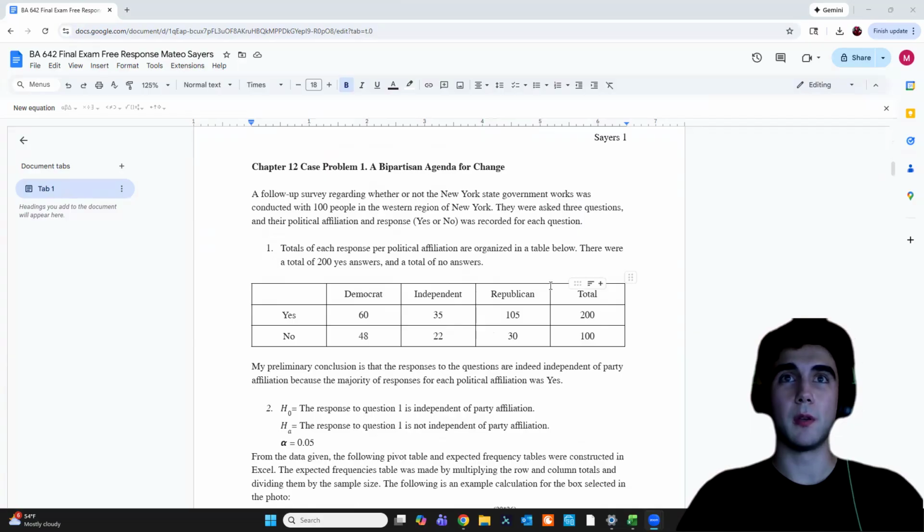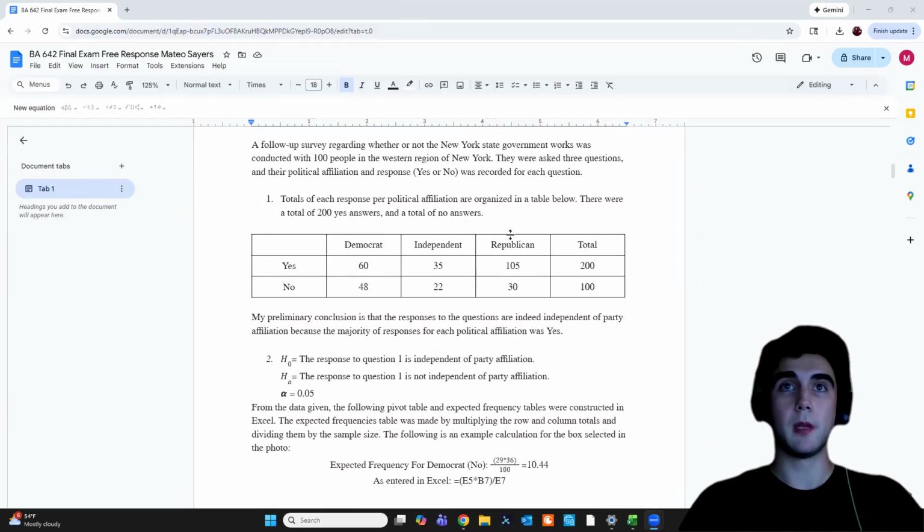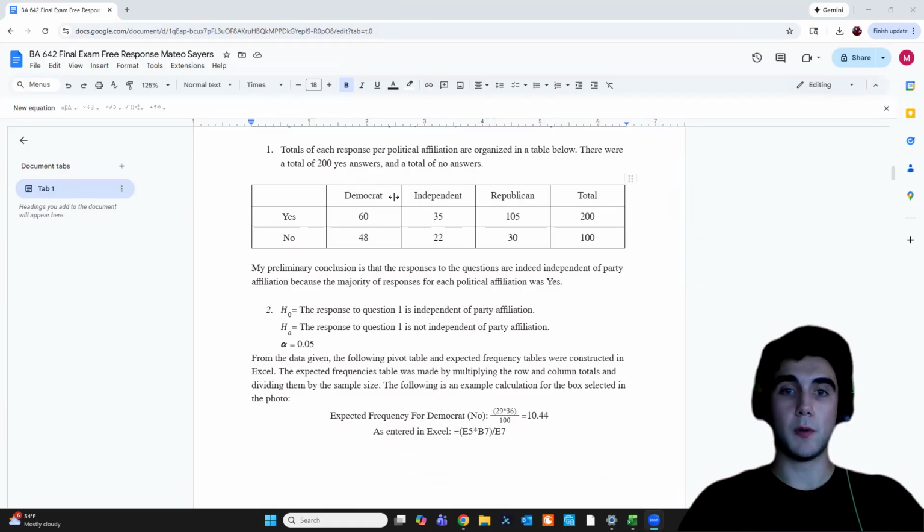Okay, so for the Case Problem 1 for Chapter 12, this case involved a follow-up survey regarding whether or not the New York State government works and was conducted with 100 people in the western region of New York. They were asked three questions, and their political affiliation, yes or no, was recorded for each question. Here we have a table showing the total of each response per political affiliation. There was a total of 200 yes answers and a total of 100 no answers.